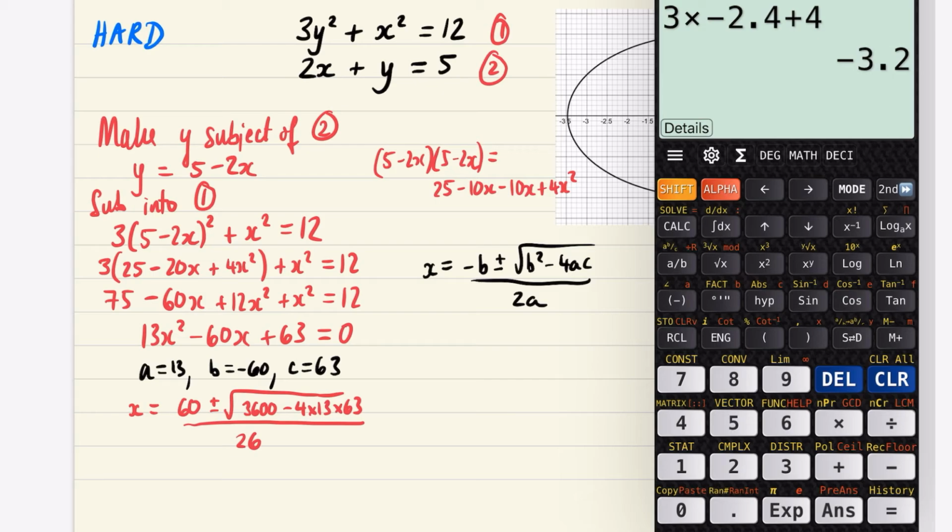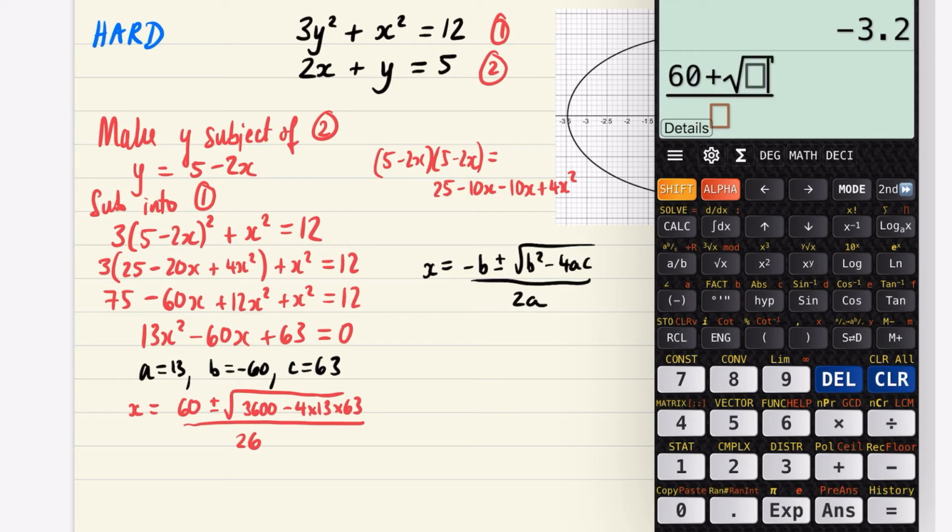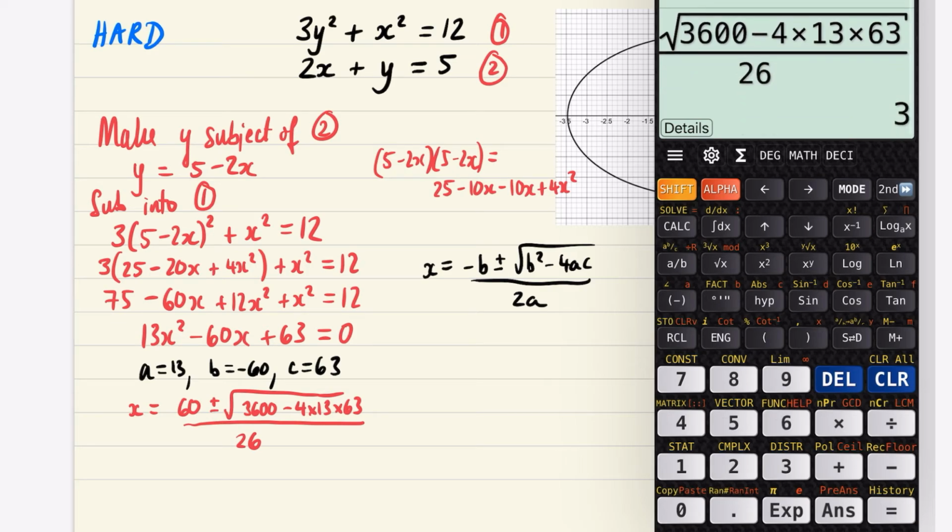We're going to type this in. It's going to be, using the fraction button, 60. I'm going to start off with the positive one, plus the square root of 3,600 minus 4 times 13 times 63. And that's all going to be divided by 26. And that one gives us a very nice answer, that x is equal to 3.